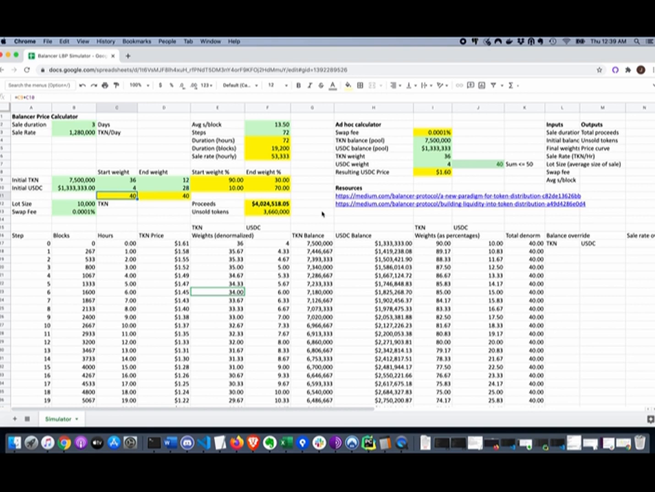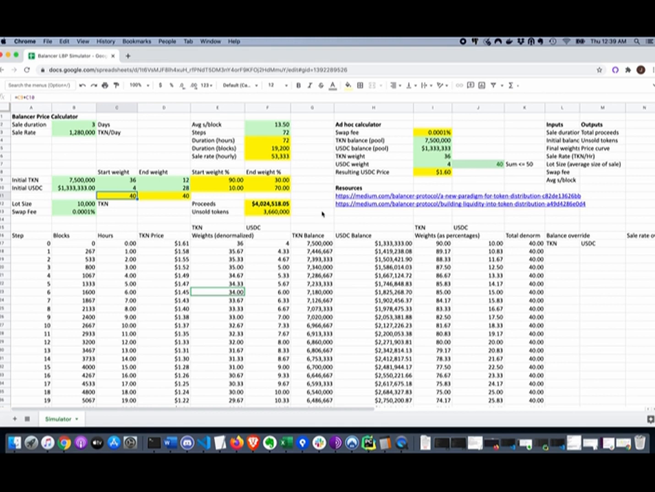So you've got two variables changing over time: the weights, which you control, and the balances, which are controlled by the market. Now there are ways to affect the balances through buybacks and issuance and external liquidity, but in the simplest case, the balances only change through people doing swaps on the open market.